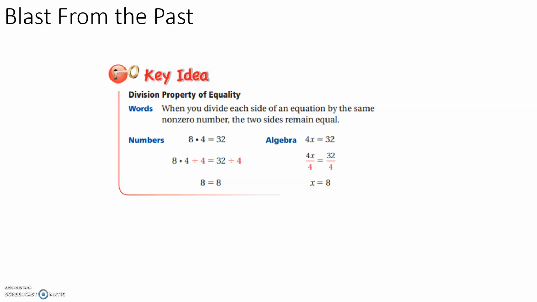Blast from the past. Back when we did equations, we did the division property of equality. And remember, I'm not too concerned that you remember this terminology, but I do want you to remember two key words. Do you guys remember what those two key words are? Correct. Inverse operations. Because that applies to every single operation. Just undo, or opposite.